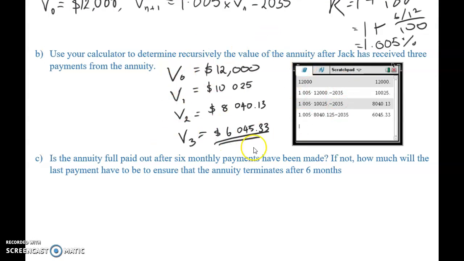Okay, I just wrote the values in next to each month and underlined the one they really wanted, which was V3. Okay, part C. Is the annuity fully paid out after 6 monthly payments have been made? If not, how much will the last payment have to be to ensure that the annuity terminates after 6 months?